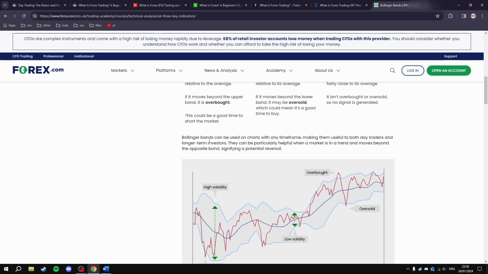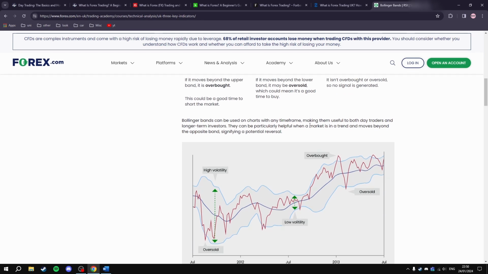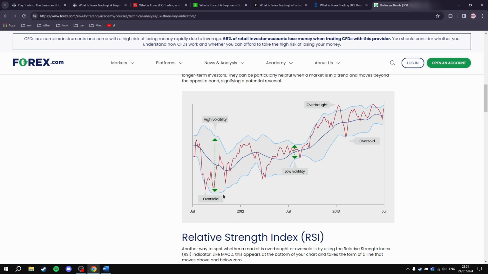Bollinger Bands can be used on charts of any time frame, making them useful to both day traders and long-term investors. They can be particularly helpful when the market is in a trend and moves beyond the opposite band, signifying a potential reversal. So we can see there's high volatility because the two bands are really far away from where the center moving average price is. That bit is oversold because it went below the lower band.